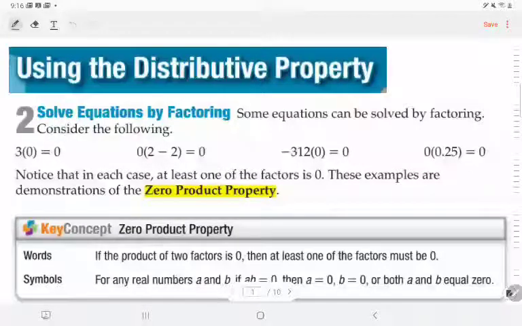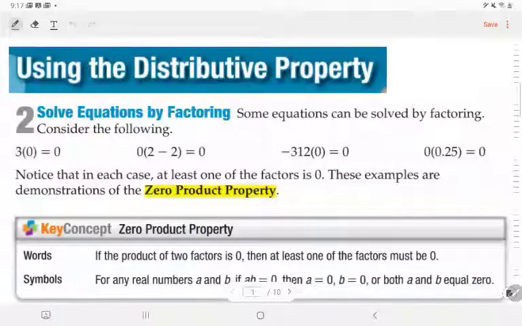So let's talk about using distributive property. Some equations can be solved by factoring. Consider the following. If you have 0 times 0, you're going to get 0. If you have 0 times a grouping, such as 2 minus 2, you're still going to end up with 0. Okay? So basically, anything you multiply times 0, you're going to get 0.